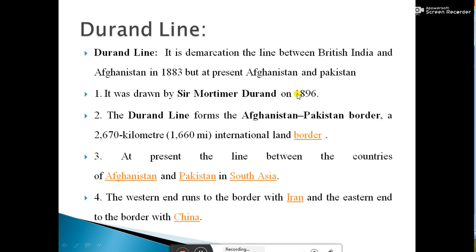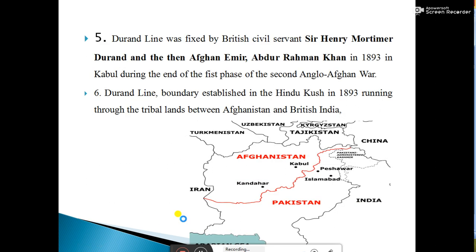in 1896. The Durand Line forms the Afghanistan and Pakistan border, a 2670 kilometer international border. At present, it is the line between the countries of Afghanistan and Pakistan in South Asia. The western end runs to the border with Iran. The eastern end to the border with China.